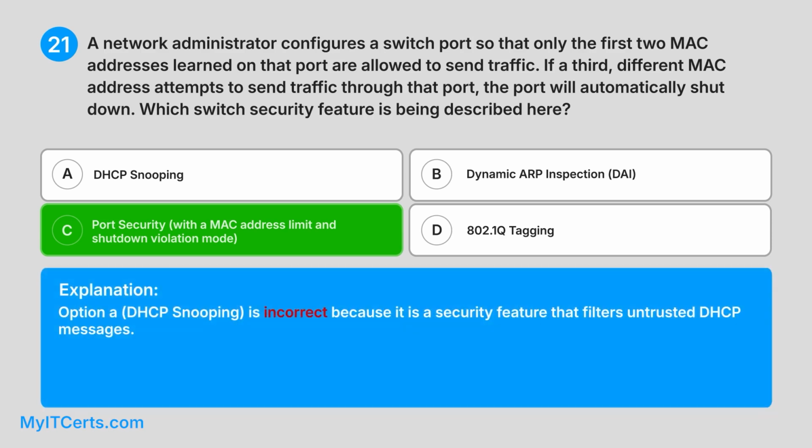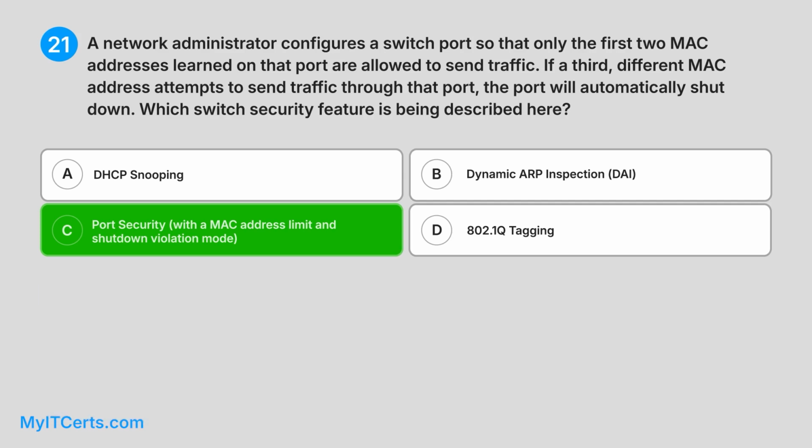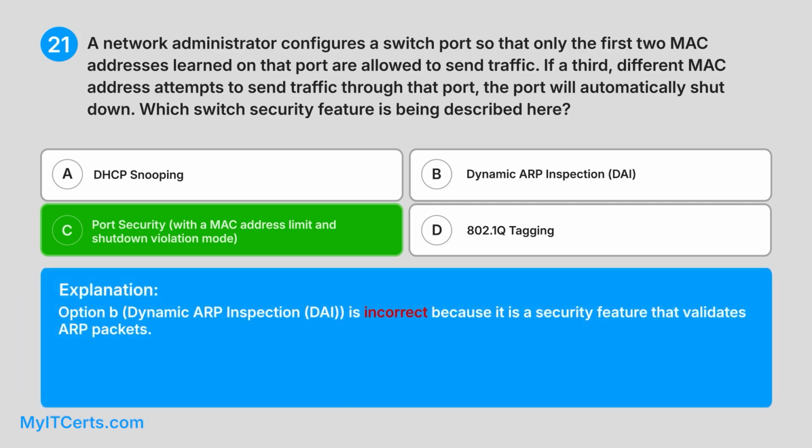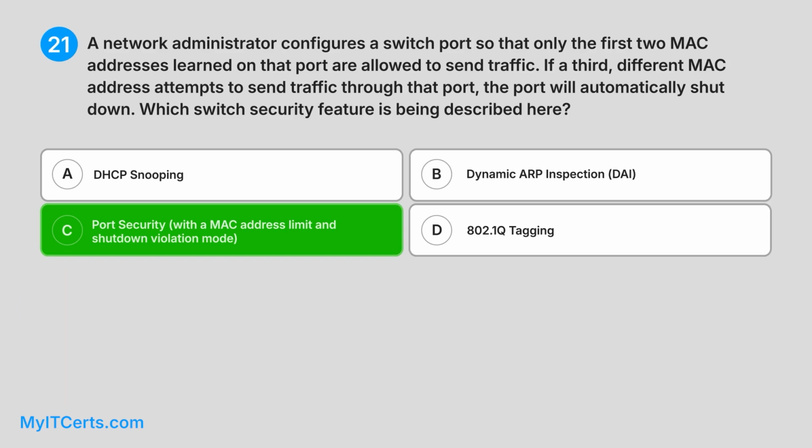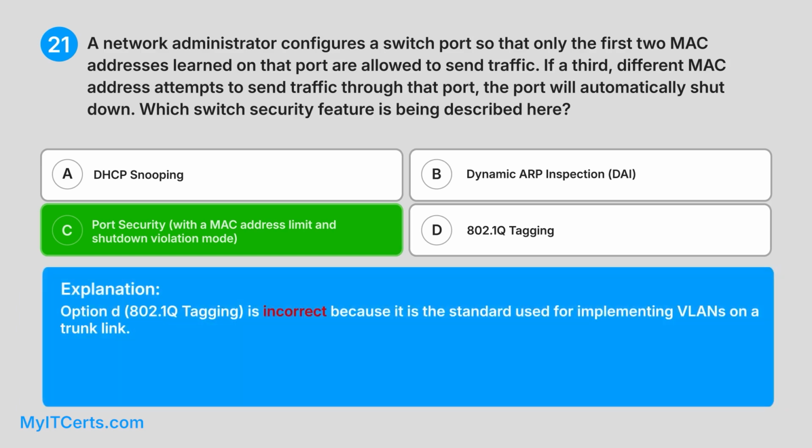Option A, DHCP snooping, is incorrect because it is a security feature that filters untrusted DHCP messages. Option B, Dynamic ARP inspection, DAI, is incorrect because it is a security feature that validates ARP packets. Option D, 802.1Q tagging, is incorrect because it is the standard used for implementing VLANs on a trunk link.